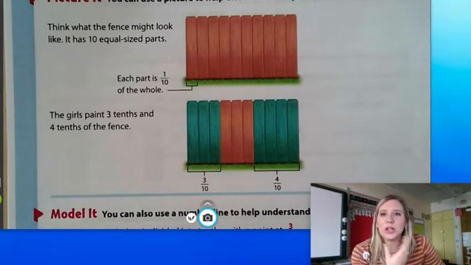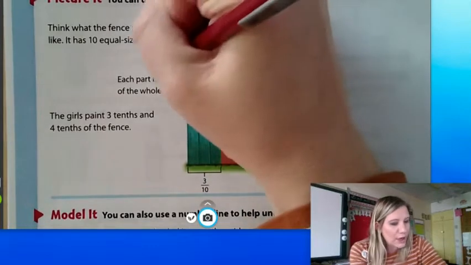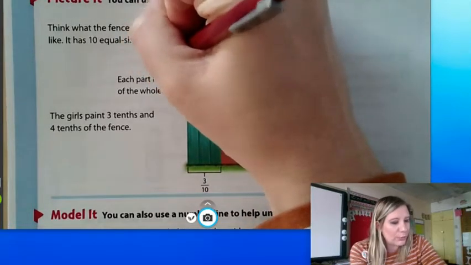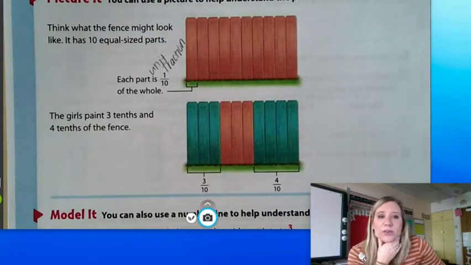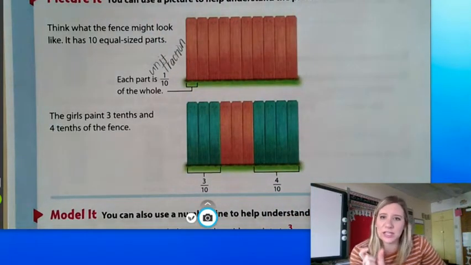So think what the fence might look like. We would think it would have 10 equal sized parts, 10 boards. So each part is 1/10 of the whole. And we talked about each part of that whole, that 1/10, being called a unit fraction. So we've got 1/10 is each board of the entire whole.